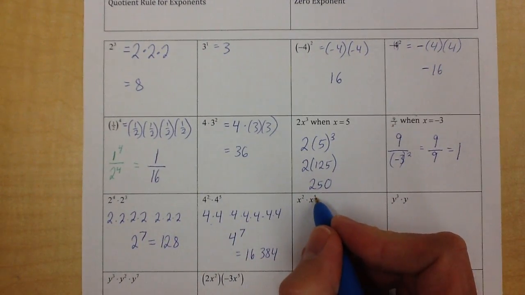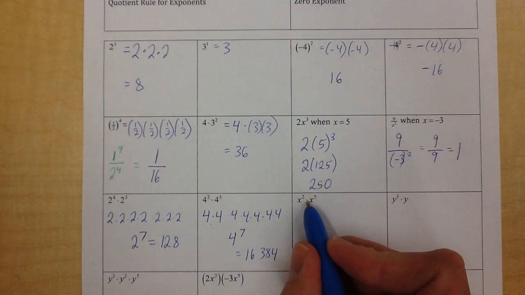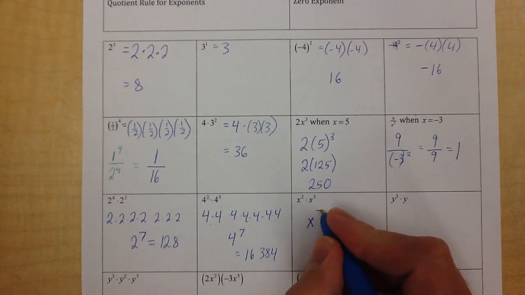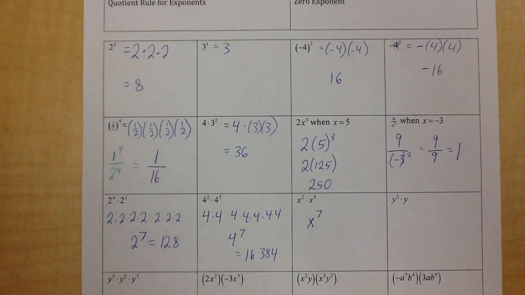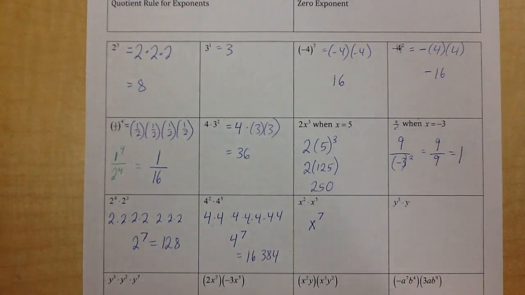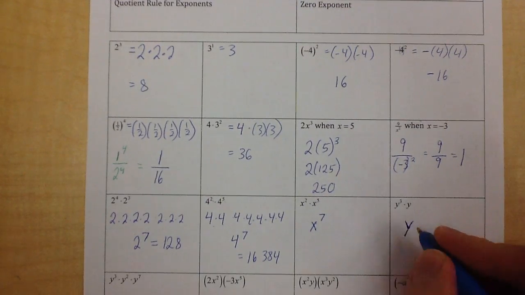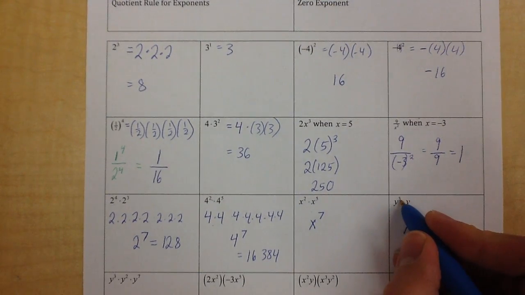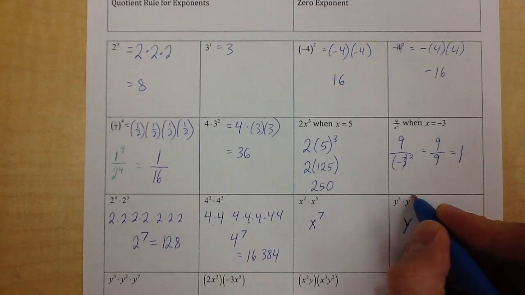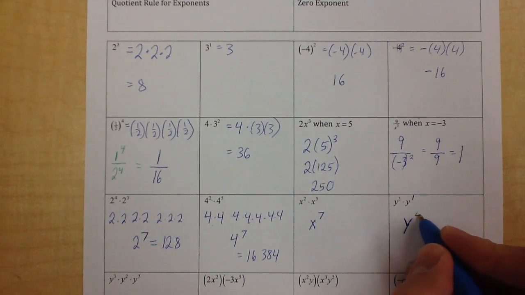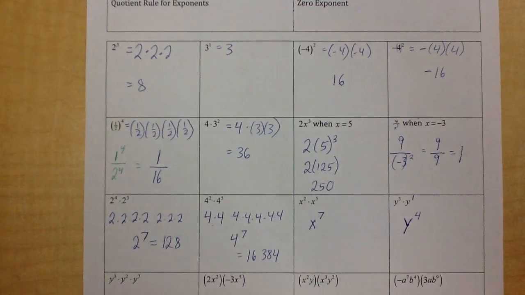x to the 2nd times x to the 5th. Well, if I'm multiplying, that's a product, so I'll just add them together. And in this situation, see, I told you they're going to start going fast. I'm going to have y to the, okay, now hold on. I have a 3 here. What do I have here? It's an understood 1 exponent. So I really have y to the 4. I'm just adding. That's it.